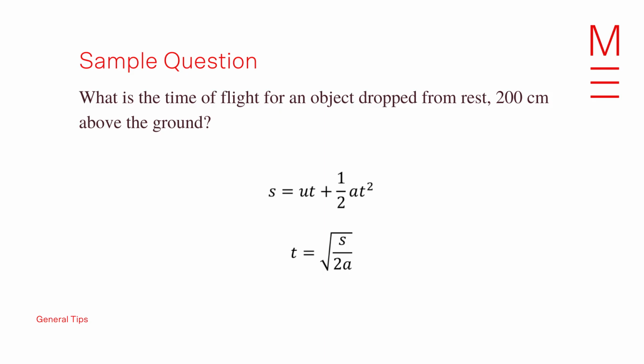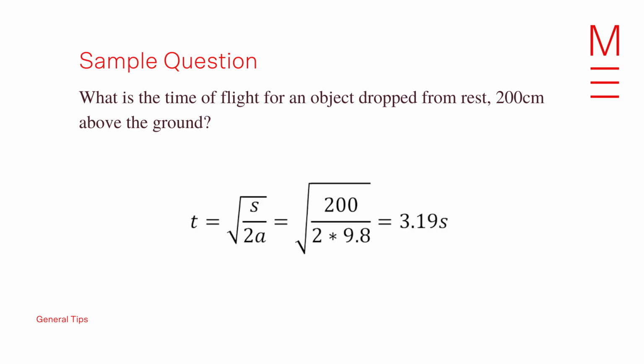This means that for the most part, the answers to certain questions can only take certain ranges. If you know the range of possible values an answer can have, you can quickly ascertain if you've made a mistake in your calculation. Let's do a projectile motion example. Say that I asked you to calculate the time of flight for an object that's falling 200 centimeters from rest above the ground. We'll use the formula s = ut + ½at² and quickly rearrange to find that t = √(s/2a)... Substitute in s = 200 and a = 9.8 and you'll get around 3 seconds.